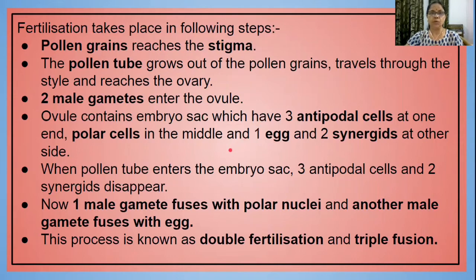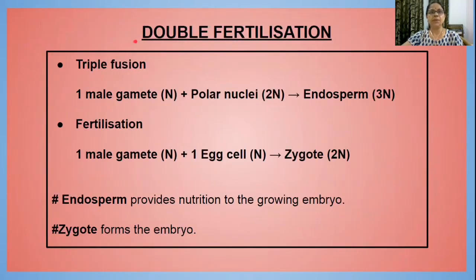Here in the ovule, there are polar cells which fuse with one of the male cells, and one egg cell which fuses with another male gamete or male germ cell. In plants, double fertilization takes place, and it is called double fertilization because fertilization takes place in 2 parts. One is the triple fusion and the other one is called fertilization.